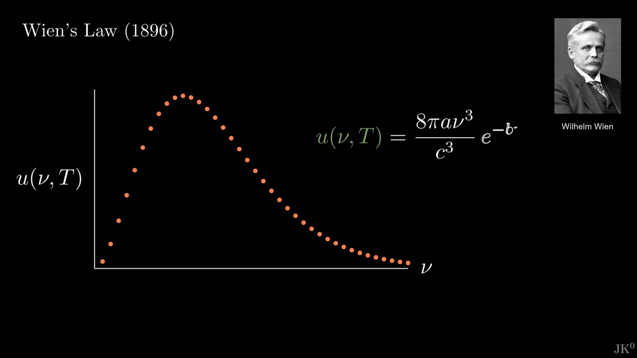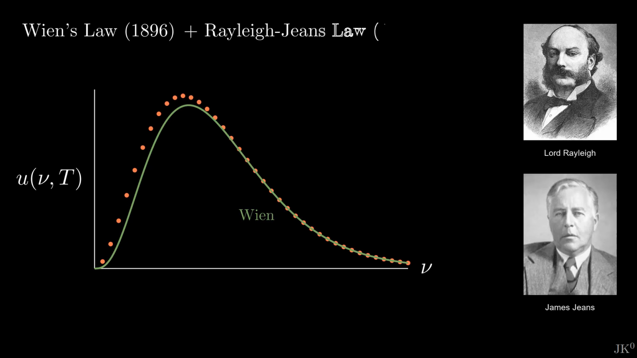Wilhelm Wien found a semi-empirical relation that worked well at mid and high frequencies, but failed in the low frequency range. This is a formula for the energy density per unit of frequency according to Wien. For long wavelength or low frequency, Lord Rayleigh and James Jeans combined the statistical mechanics of Boltzmann with the electromagnetic theory of Maxwell to find that the energy density per unit of frequency is given by this simple relation.